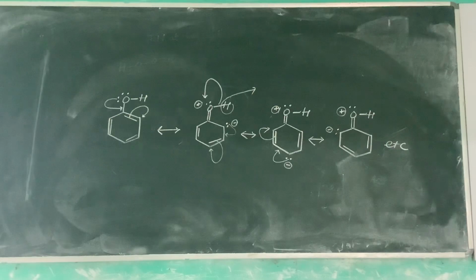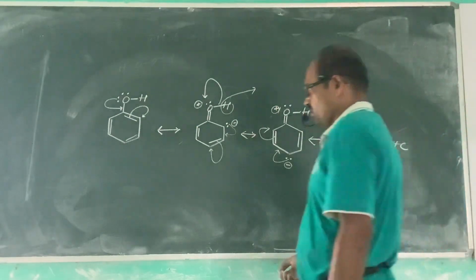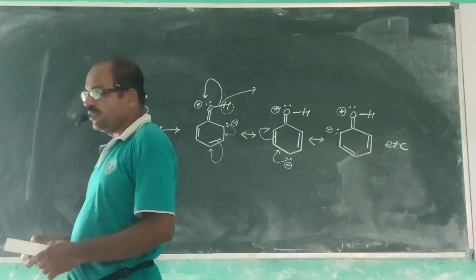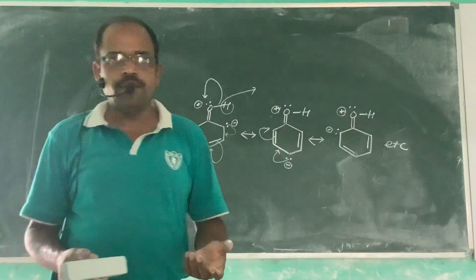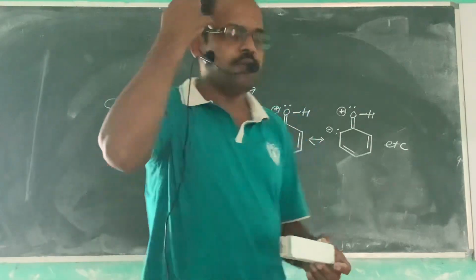Between phenol and phenoxide, phenoxide is more stable than phenol. That is why phenol can easily give H plus ion to produce more stable phenoxide.